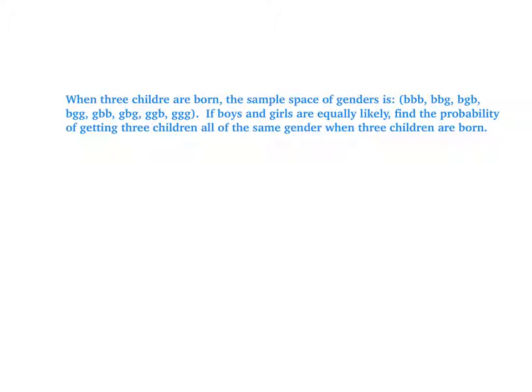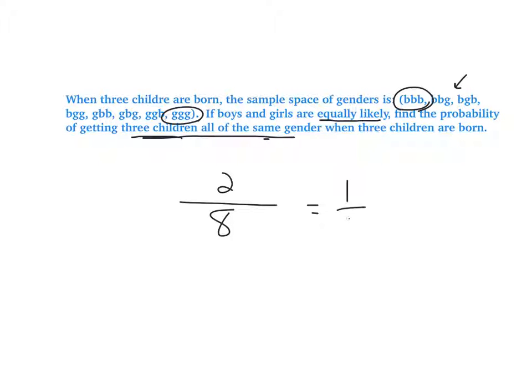If boys and girls are equally likely, and to be honest, boys have a little bit higher probability of being born, find the probability of getting 3 children, all the same gender, when 3 children are born. Okay, so my sample space, there are 8 different ways you can have 3 kids, and they're listed up here. Now, our success, or what we're trying to find out, is what's the probability that you get 3 of all the same gender, which means you can get B, B, B, or you can get G, G, G. There are 2 ways, so that's 1/4, 1 out of 4 chance.